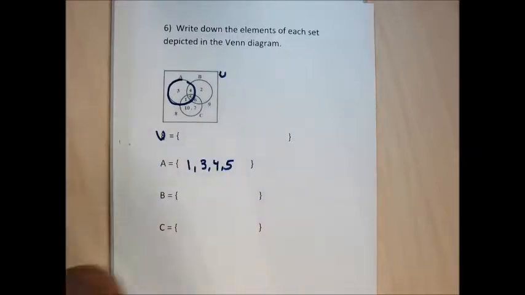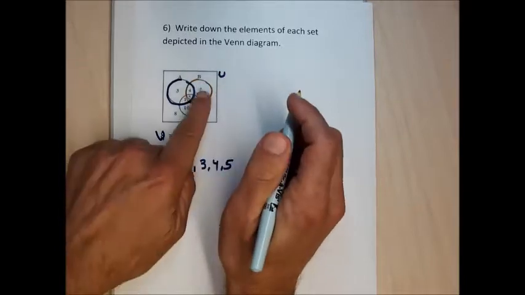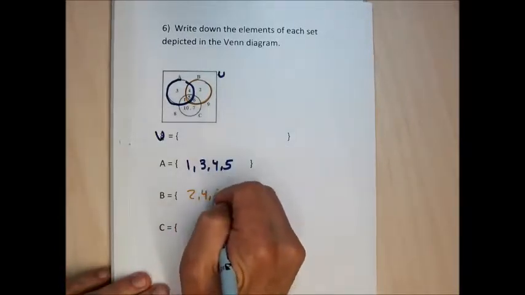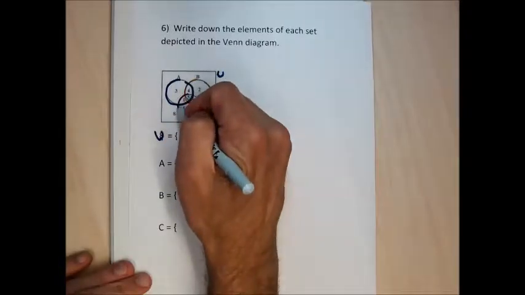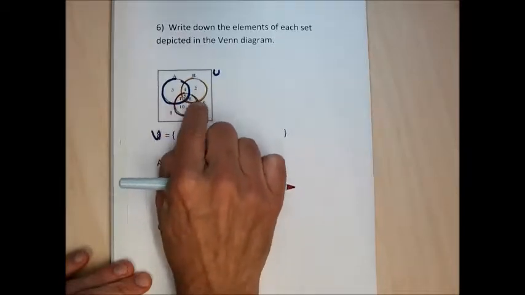I'm going to move on to set B. Set B has 4 numbers in it. I'm going to write 2, 4, 5, and 6 in for set B. And then lastly, I'll work on set C. Well, second to lastly. Set C has 5 numbers in it. I'm going to go 1, 5, 6, 7, and 10.